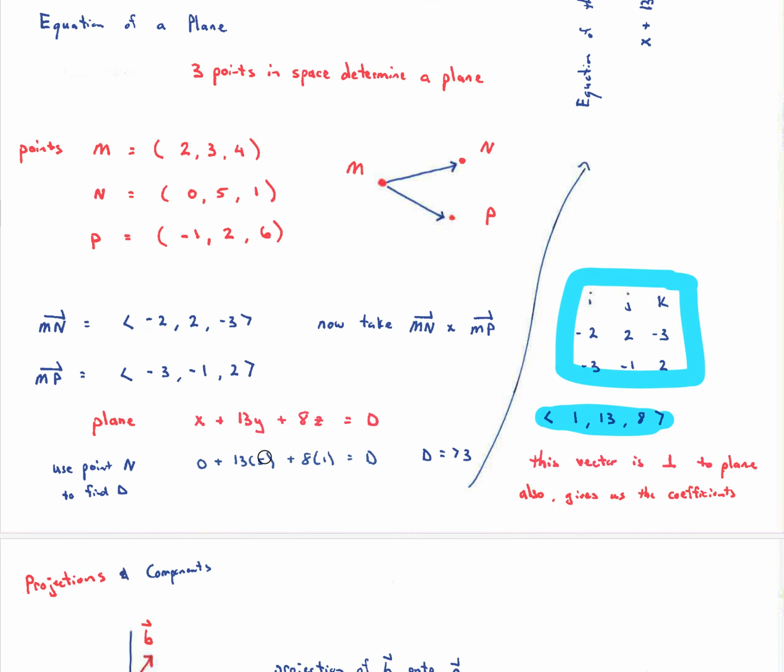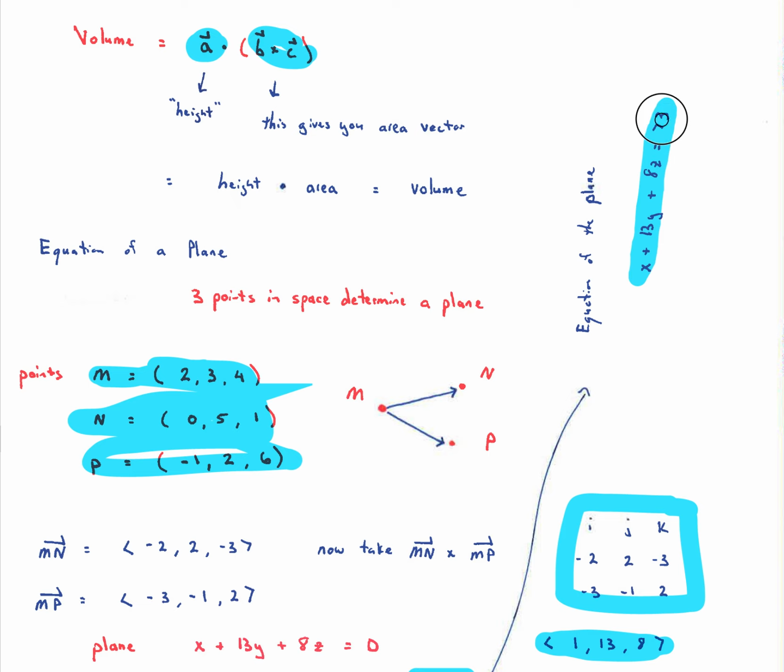Remember, the equation of a plane is like ax plus by plus cz equals some distance d. So then I know 1, 13, and 8 are the coefficients here. Now I don't know d, but I know these 3 points all lie on the plane, so I can use any of those points to find what d is. I used N. I plugged in 0 for x, 5 for y, 1 for z, and set it equal to d, and I figured out that d must be 73. Thus, up here, that's the equation of the plane.